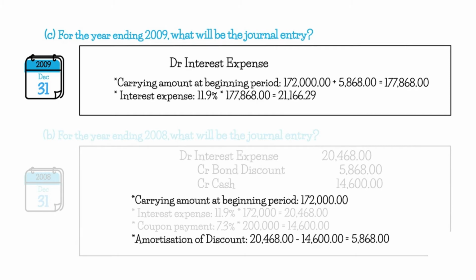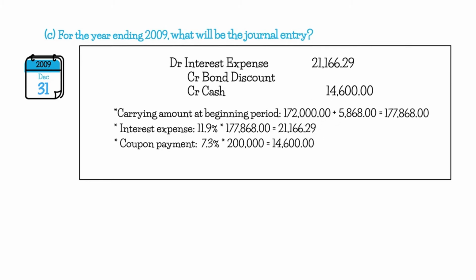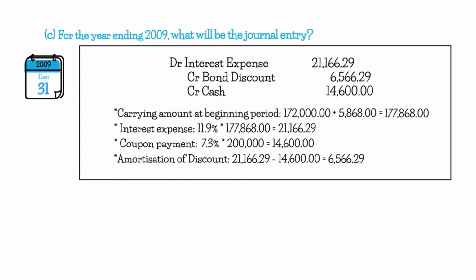So we calculate our interest expense based on this new carrying amount, multiplied by 11.9%. This gives us interest expense of $21,166.29. We're going to credit the bond discount, and we leave the amount blank for now. Credit cash, this is equal to the coupon payment, is the same every year, so $14,600. So we calculate the bond discount as that interest expense, $21,166.29, minus the coupon payment, $14,600. This gives us a bond discount amortization amount of $6,566.29. So we've recorded the journal entry for 2009.